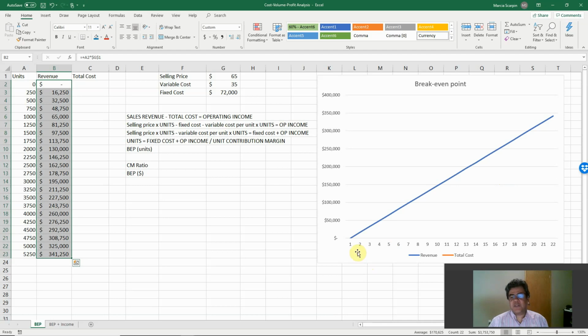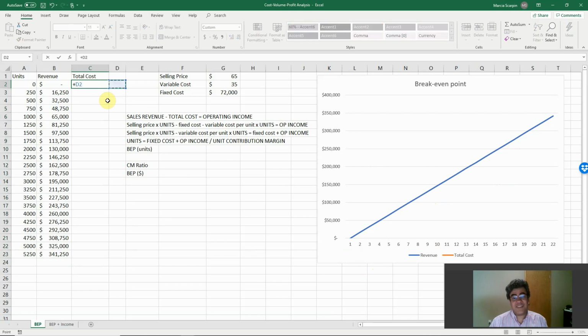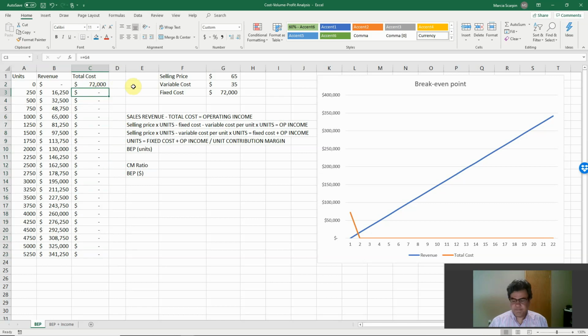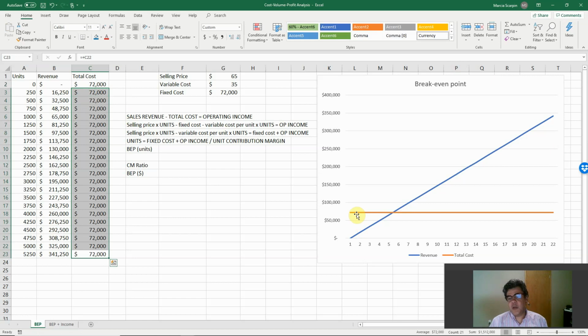And we have our sales line starting at origin because when we sell nothing, we have nothing, no revenue. And then it goes up. Now let's consider our total cost. Let's consider that we have only fixed cost. Let's disregard the variable cost for now. 72, paste, will always be 72. So here we will have a horizontal line. We don't start it at origin because it is fixed cost.